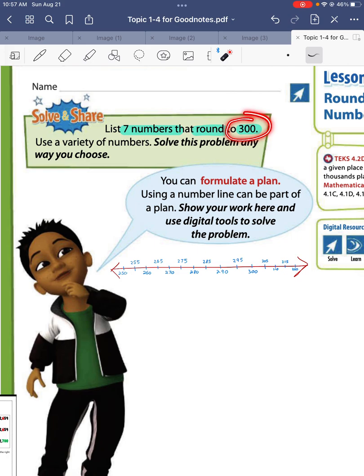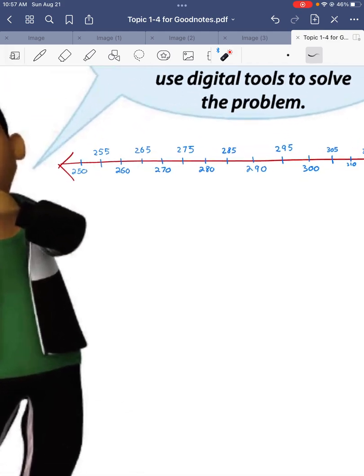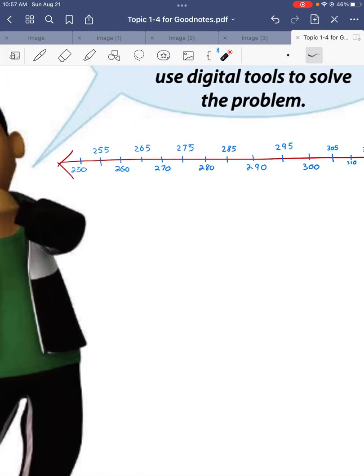Okay, so I did from 250 all the way to 320 because I want to find numbers that round to 300, and like I said, 2 and 3 are next to each other on the number line. So I'm going to start with the first one, 250. I want to see if I round this, do I get 300? This will be my first one: 250.